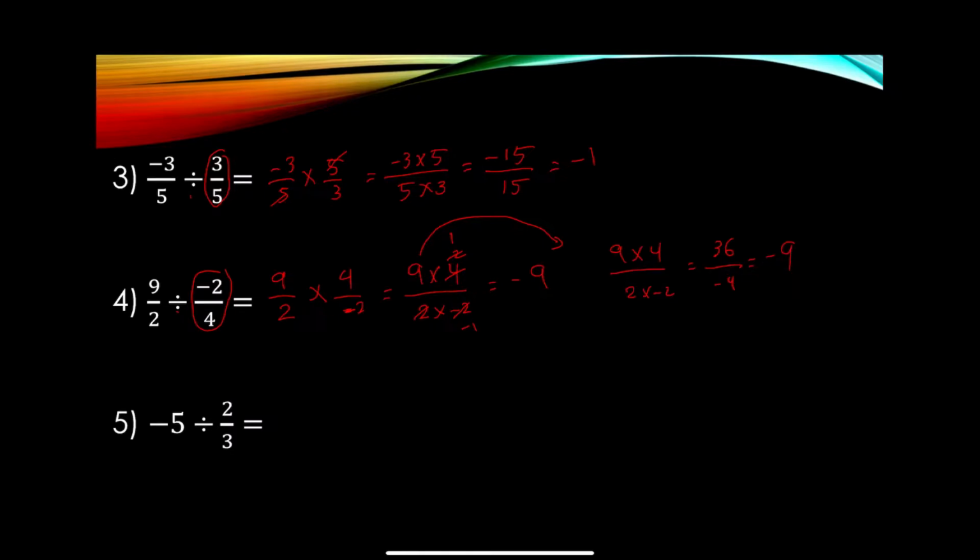Example 5. Negative 5 divided by 2 over 3. So again, it's negative 5. I'll flip this to be 3 over 2, and then do the multiplication. But this one should be over 1. So it's negative 5 times 3 over 1 times 2. And the answer is negative 15 over 2.